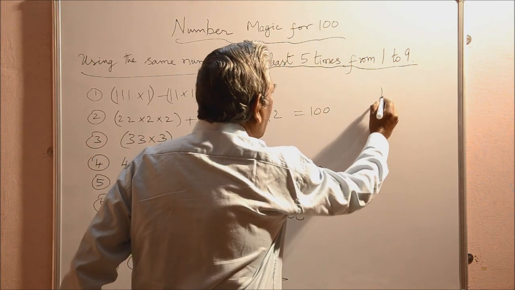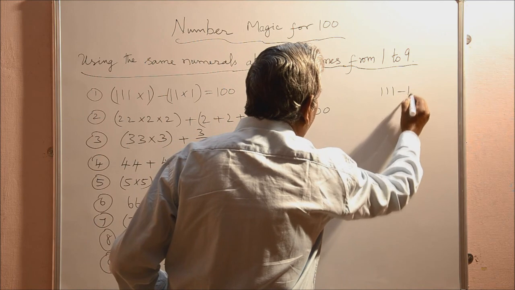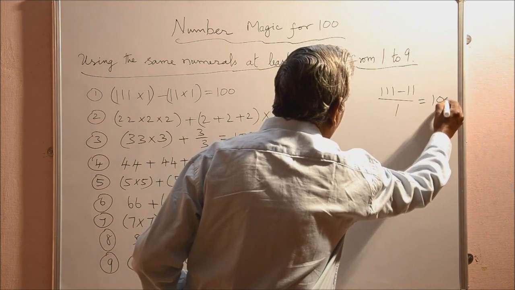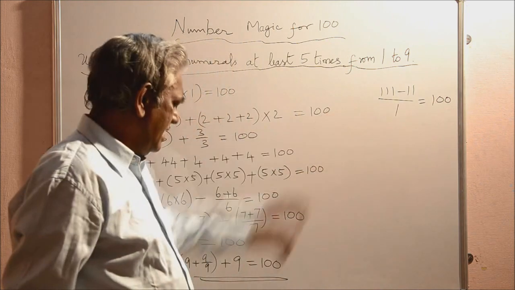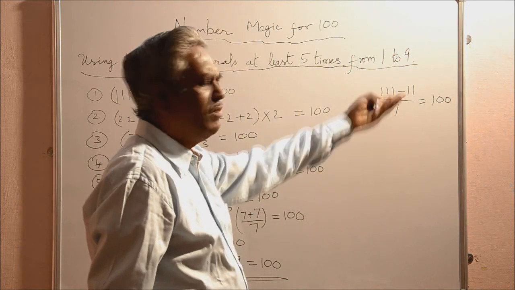That is 111 minus 11 divided by 1. That is equal to 100. How? 111 minus 11 equal to 100. 100 divided by 1 is 100.